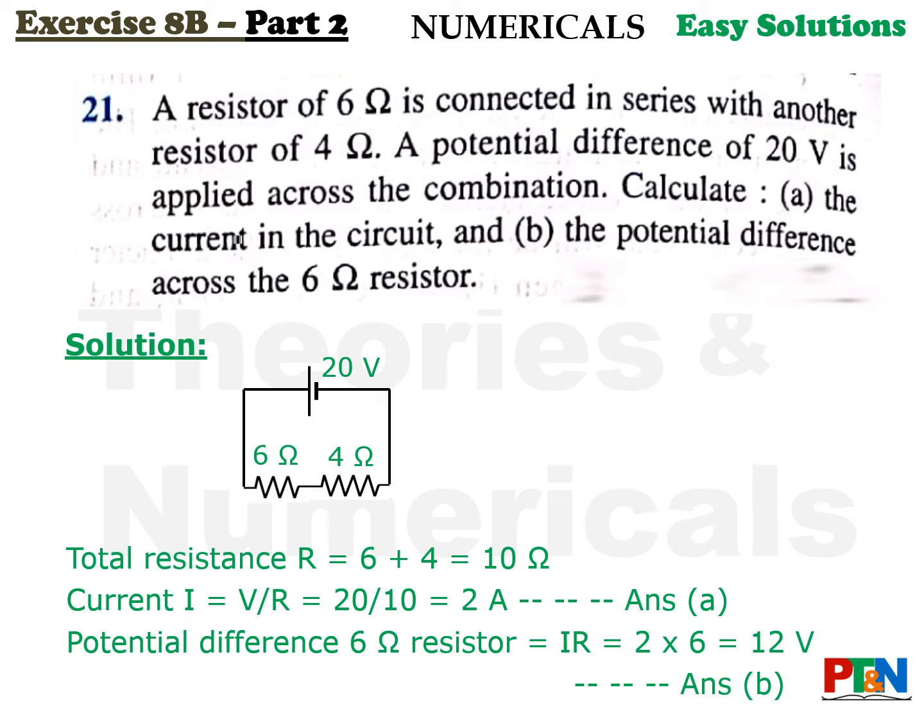Again it is Ohm's law, V is equal to IR, so that is 2 ampere into 6 ohm, that will give you 12 volt. So potential difference across 6 ohm resistor is 12 volt.